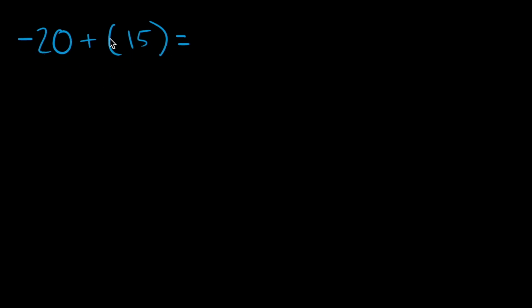Well, the rule is when you are adding two numbers and they have opposite signs, you subtract the smaller absolute value from the larger absolute value and then keep the sign of the larger absolute value for your answer. So let's talk about absolute value first before we start solving negative 20 plus 15. So absolute value.